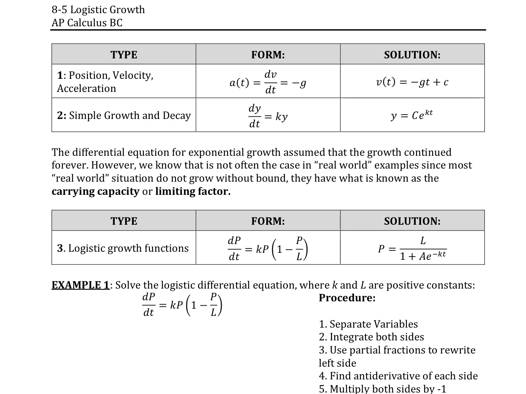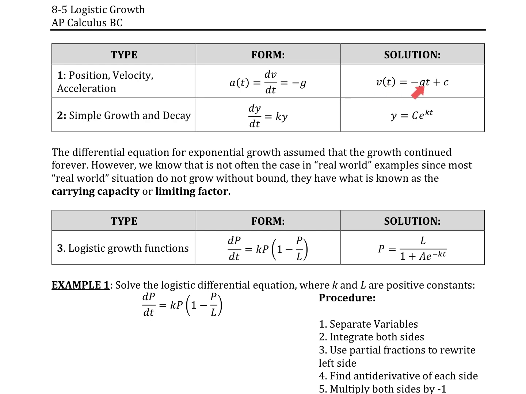Another one that is pretty common, and it will make sense as to why. If we talk about position, velocity, and acceleration, we know acceleration is the derivative of velocity with respect to time, and that form is negative g. And so the solution to that differential equation, the solution to the acceleration differential equation, is negative gt plus c.